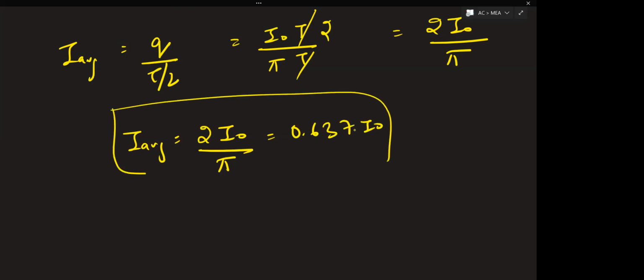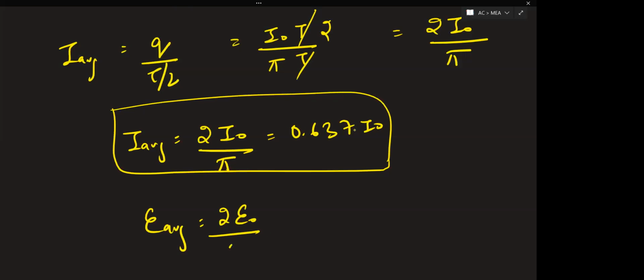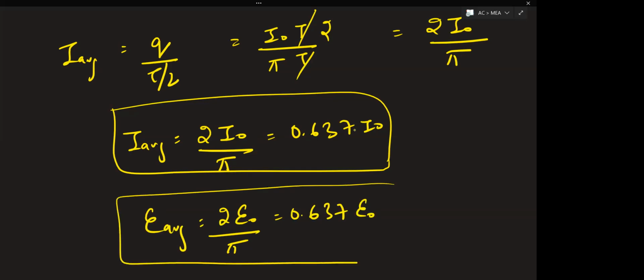Fine. Similarly, you can write it for E average also, EMF average also, that is 2 E naught by pi, which is equal to 0.637 E naught, that is the peak value. This is the difference that will just arise.